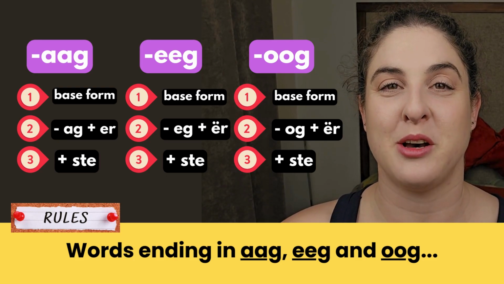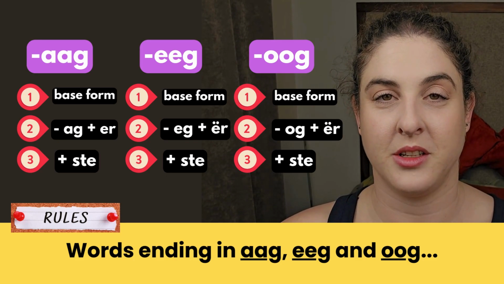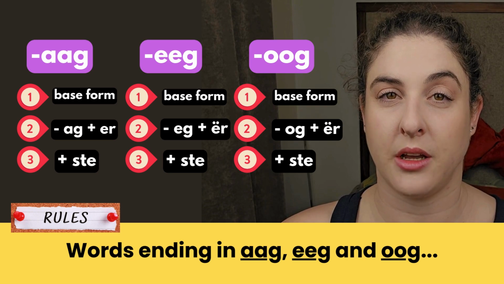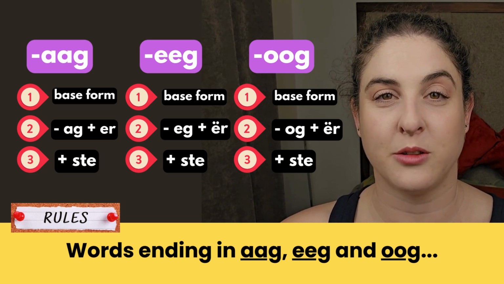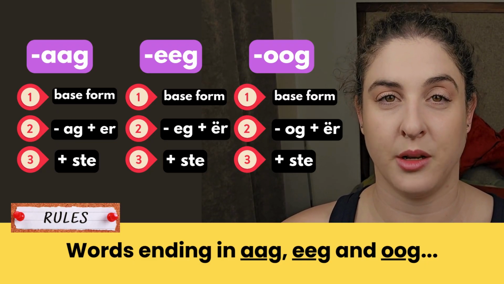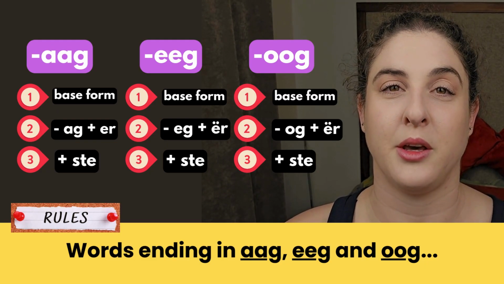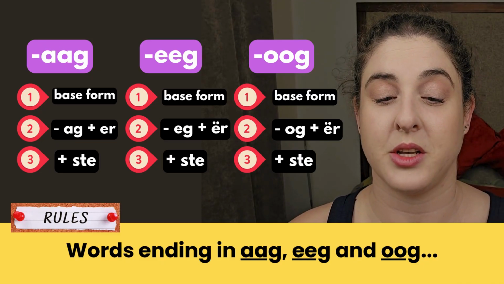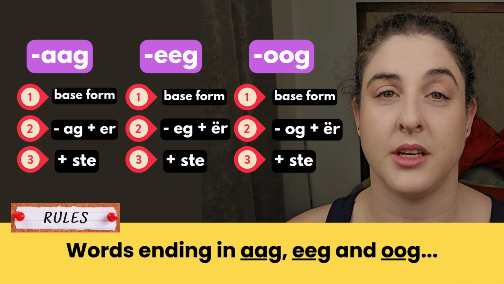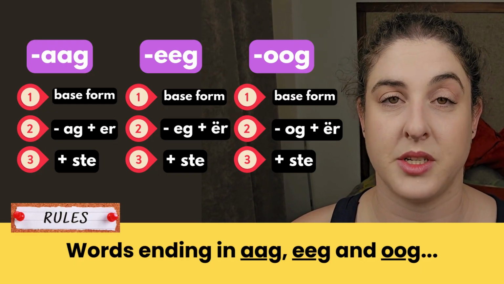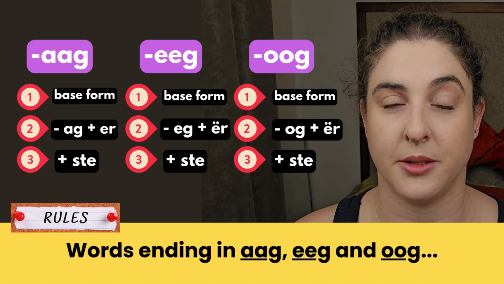Okay, so here we have a whole situation going on. For the words ending in ach, oog, and eeg, they all have different changes in step 2, which makes this a tiny bit of a headache, but I think with the help of this video, you can definitely conquer this situation. So let's look at ach. Again, step 1 for all of these and step 3 are exactly the same. So step 1 is the base form and step 3 is just plus ste.